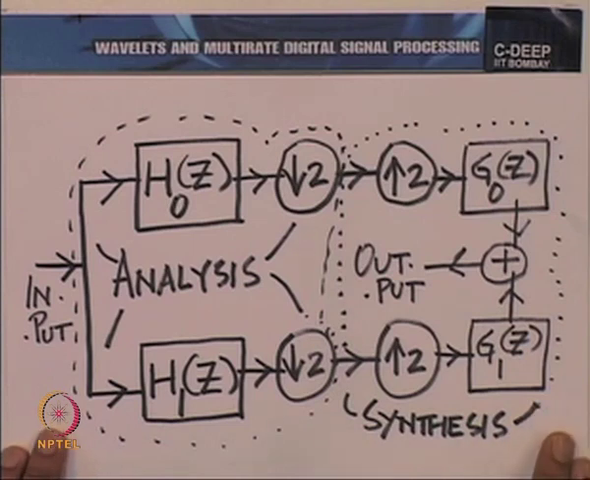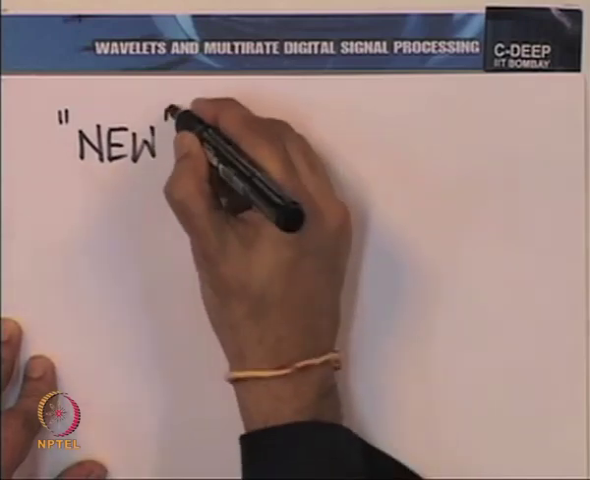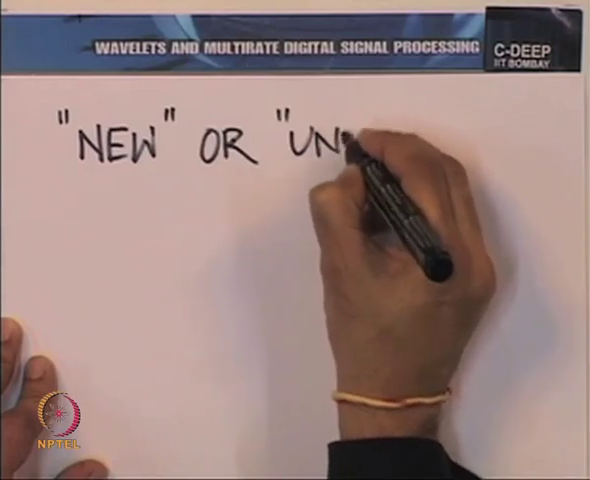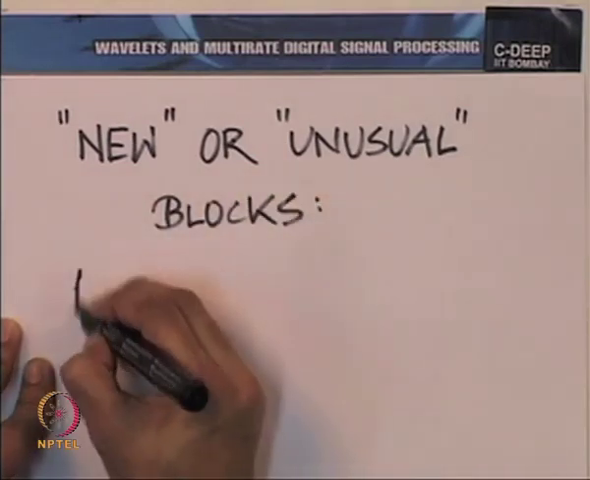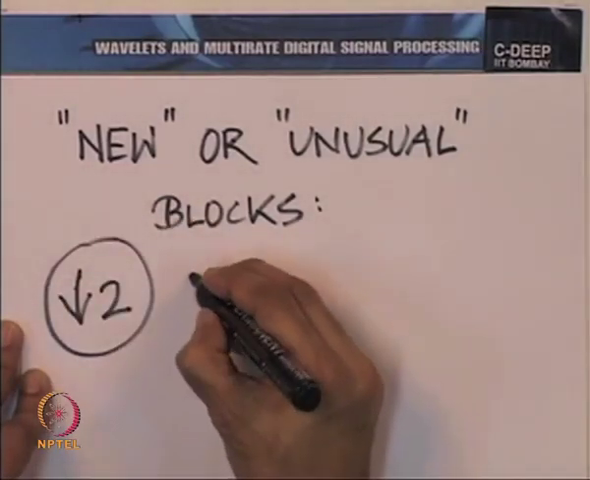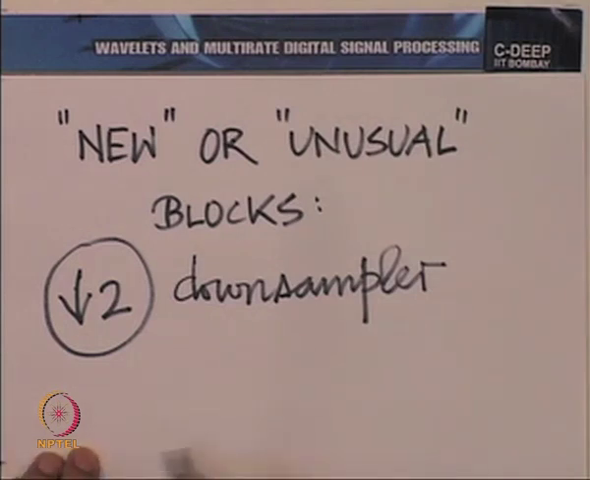Anyway, with this little recall of what we did in the previous lecture, let us identify what it is in this filter bank which is unusual, which is beyond what one normally is exposed to in a basic course on discrete time systems. If you look at it carefully, there are two unusual blocks here, and they are the downsampler and the upsampler. So, the unusual or the new blocks, the downsampler, and you know what the downsampler did.